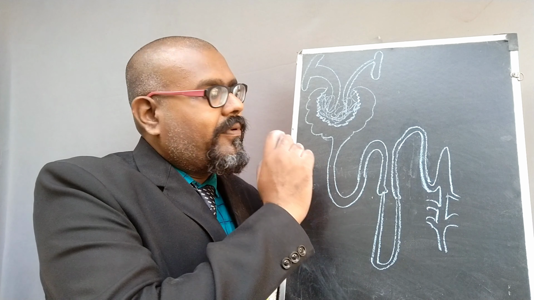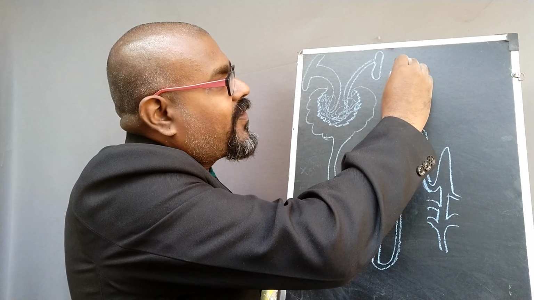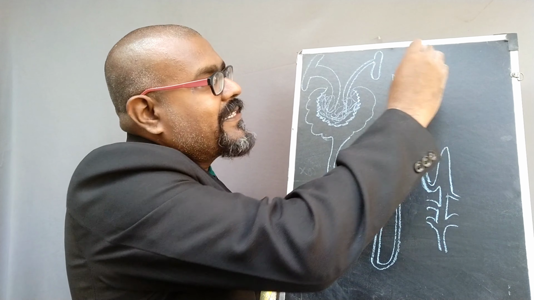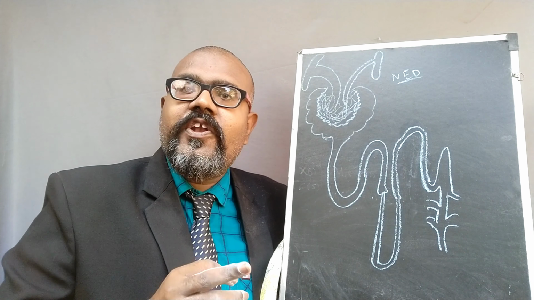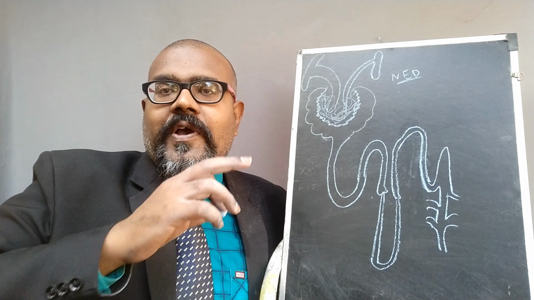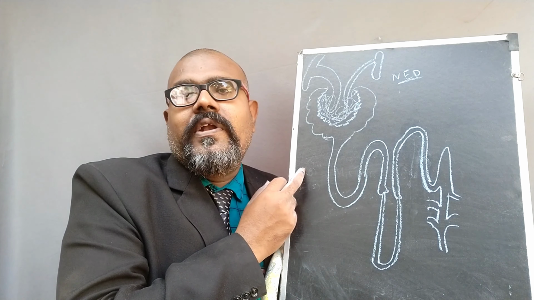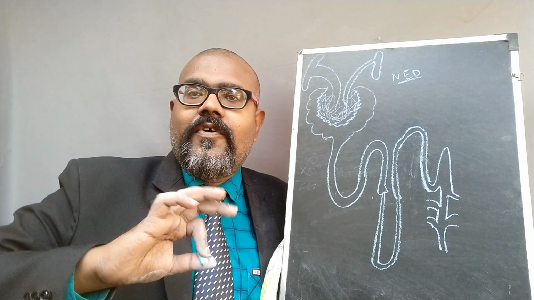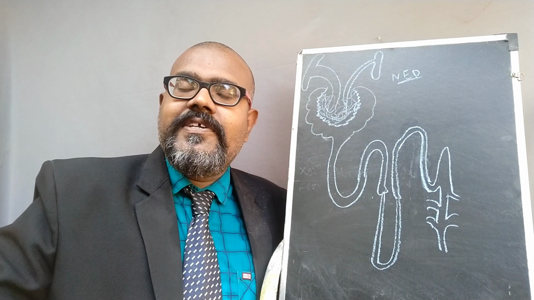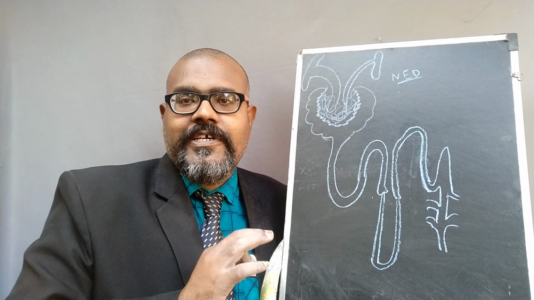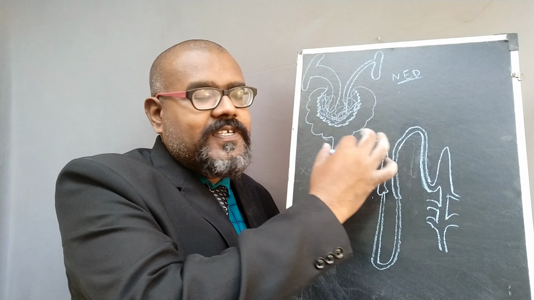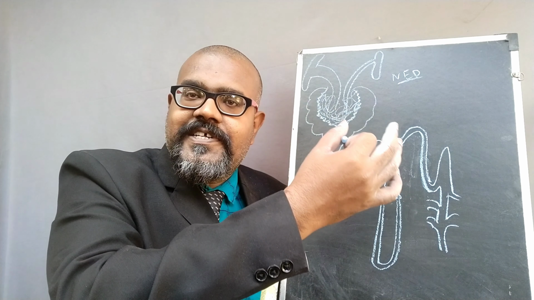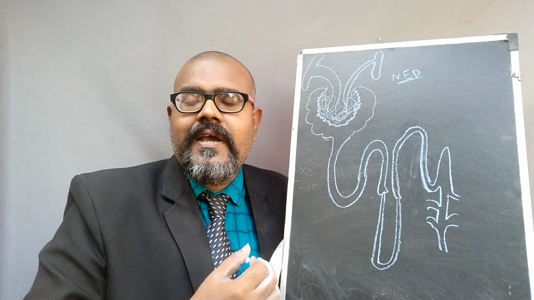Structure of a nephron. Of course, the nephron is the structural and functional unit of the kidney. Because of the presence of this nephron only, your urine formation is attained. Of course you know that in the internal anatomy we saw the cortex region and medulla region. Some of the parts of this nephron are present in the cortex region and some are present in the medulla region.